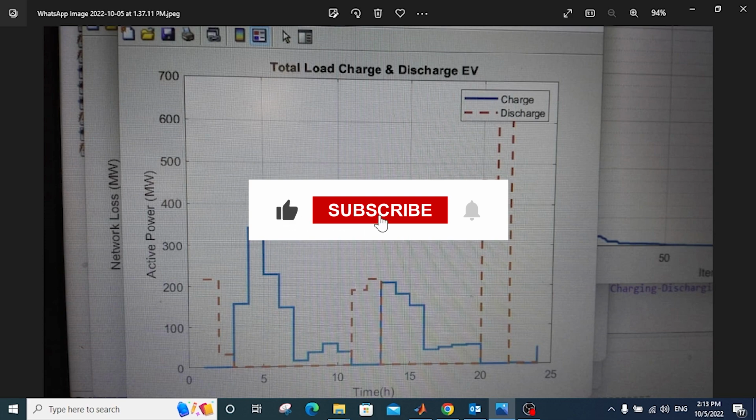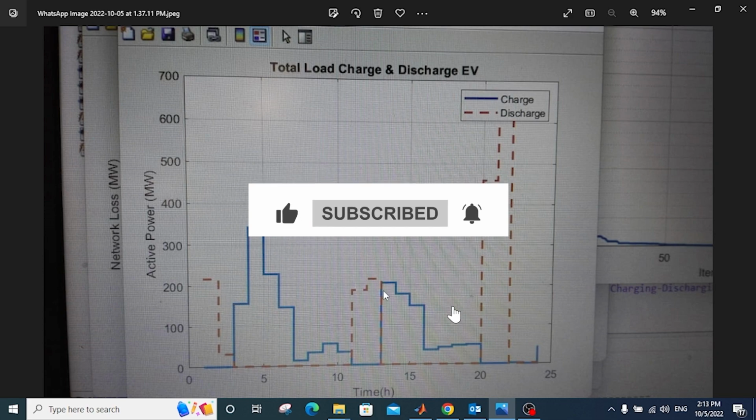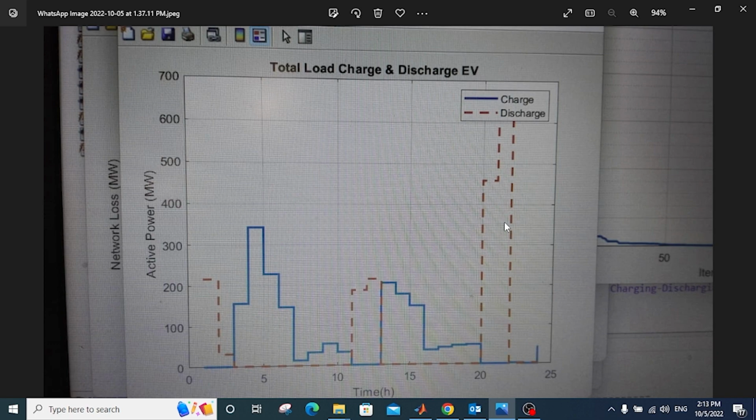In other words, in discharging mode the electric vehicle exports energy to the grid, and in charging mode the electric vehicle imports energy from the grid. This is the benefit of this.